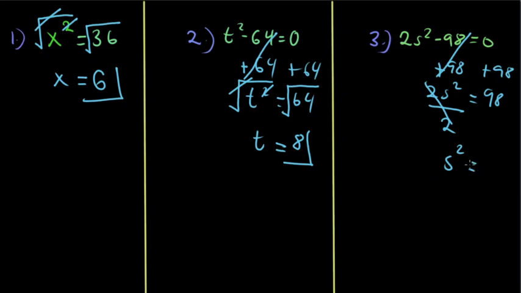Kaya lang hindi ka pa tapos kasi mahalagang tandaan na kung anong ginawa mo sa isang side, ganun din dapat sa kabila. Nag-divide tayo ng 2, ganun din yung gagawin natin sa kabilang side. So what is 98 divided by 2? That will be 49.